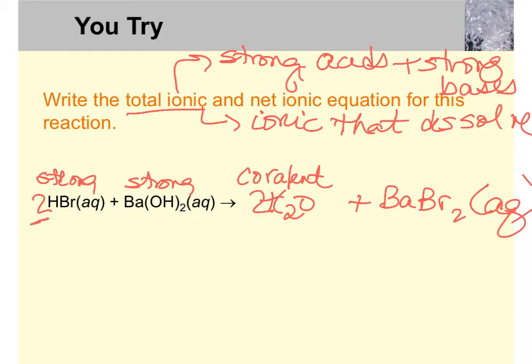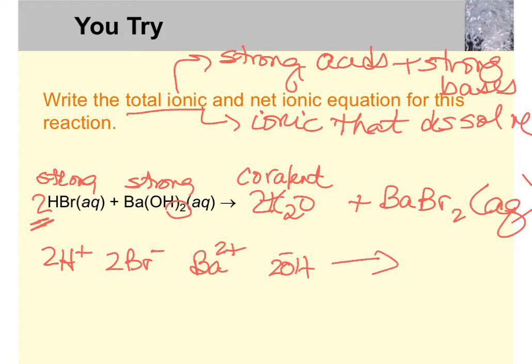Now pay attention to coefficients and to subscripts, okay, because you want it to balance at the end. So far I'm going to get 2 hydrogen ions and 2 bromide ions when the HBr dissociates. And then when barium hydroxide dissociates, I'm going to get 1 barium and 2 hydroxide. Now when you dissociate, you have got to show the individual ion charges. You don't have to do that when you have them together in an overall neutral compound. But when you separate them into their ions, you've got to show their charges.